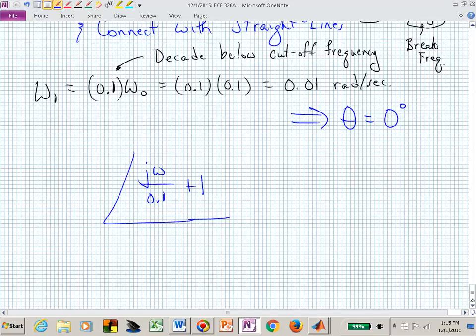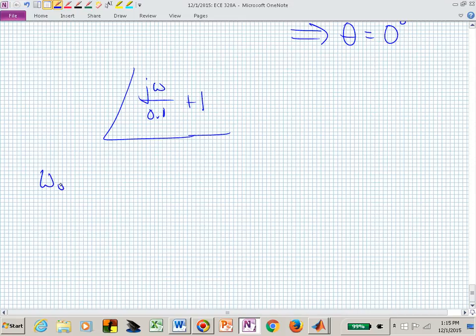What about at omega naught? When omega is equal to omega naught, the break frequency was 0.1 radians per second. If omega is 0.1, we now have 1 plus j1. What's the angle of that complex number? That's 45 degrees. And it's a numerator upstairs, so it will be a plus 45 degrees.